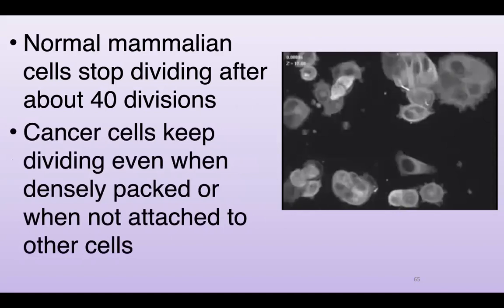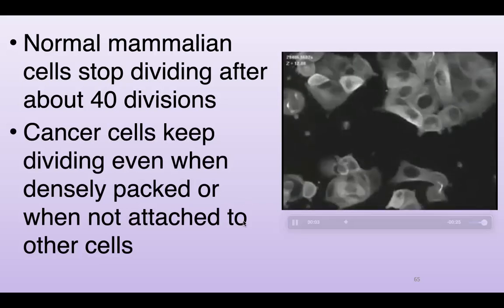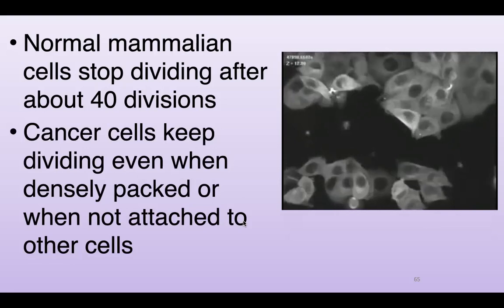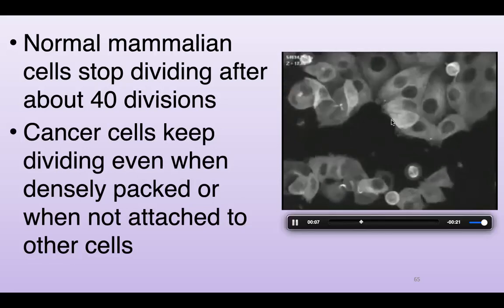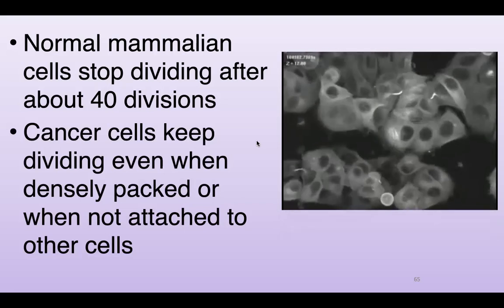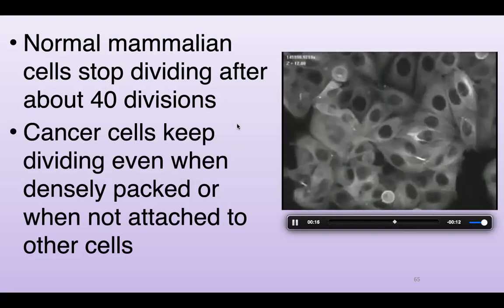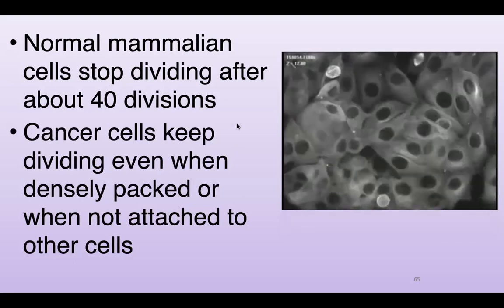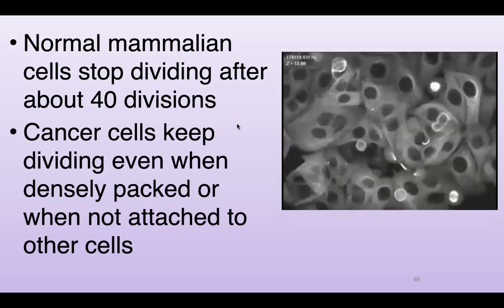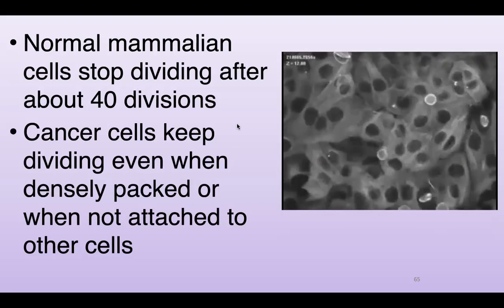A cancer cell is going to keep dividing even when they're densely packed, even when they're not attached to other cells. So these are cancer cells that are growing, and you can see, especially in the upper right hand corner, they're getting quite crowded, but they keep dividing. There comes a point, probably around here, that they should stop, but they just keep going and going. And that results in a tumor.